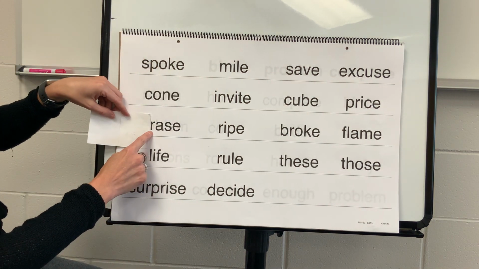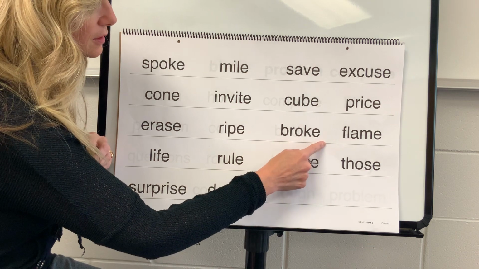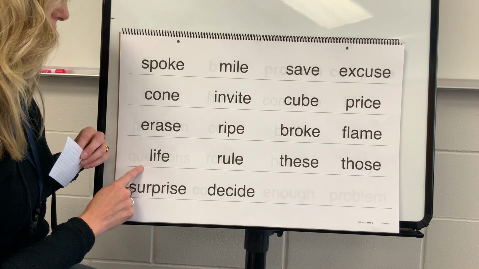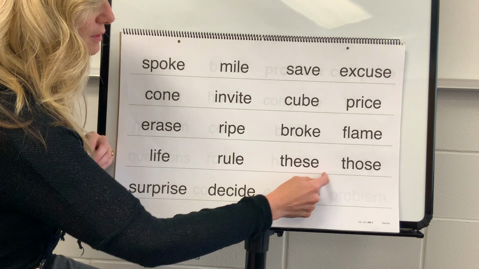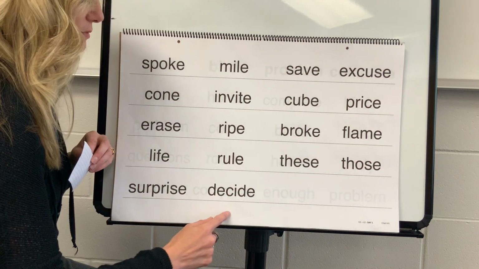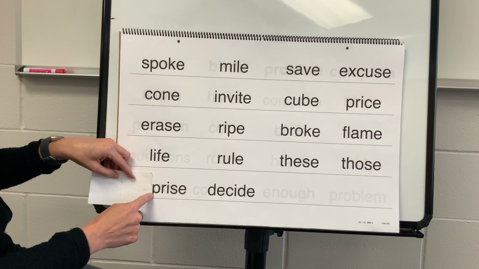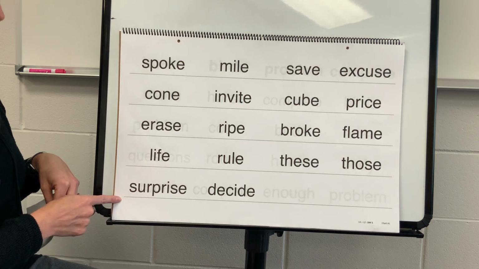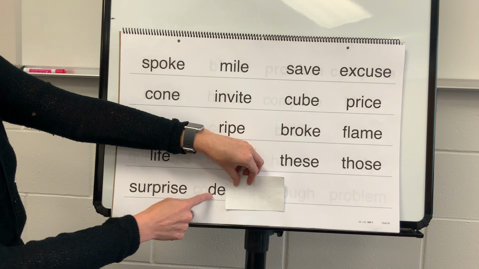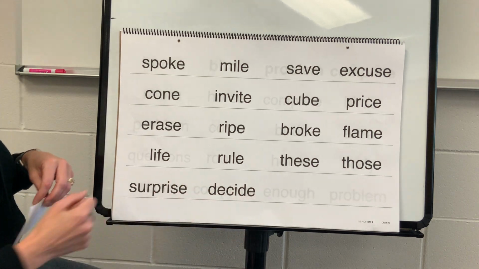This is open syllable. Syllable. E. Syllable. Rase. Word. Erase. Word. Ripe. Word. Broke. Word. Flame. Word. Life. Word. Rule. Word. These. Word. Those. And these two words are our challenge words. We will read those in parts. Syllable. Sur. Syllable. Prize. Let's blend those two syllables. Surprise. Yes, surprise. This is open syllable. Syllable. De. Syllable. Side. Word. Decide. Yes, decide. Let's spell some of these words.